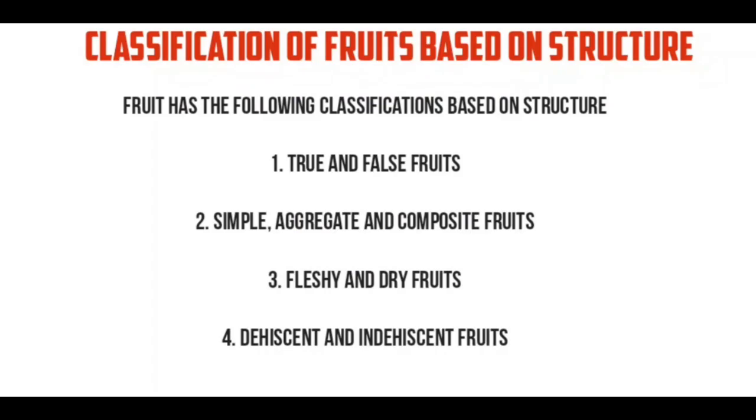Classification of fruits based on structure. Fruits have the following classifications based on structure. 1. True and false fruits. 2. Simple, aggregate, and composite fruits. 3. Fleshy and dry fruits. 4. Dehiscent and indehiscent fruits.